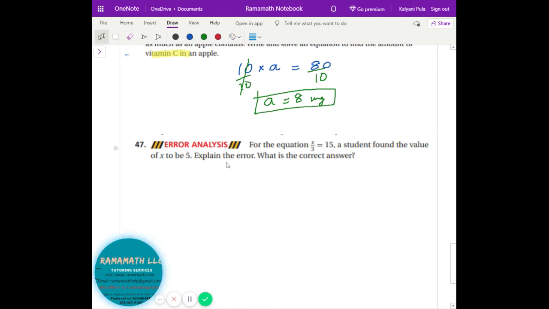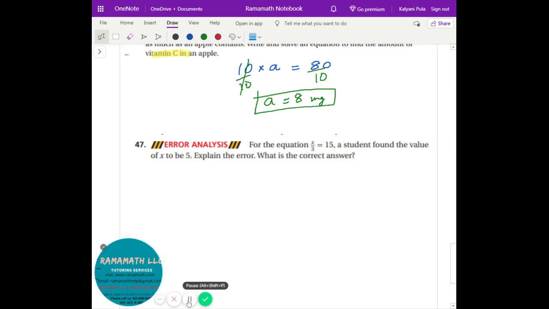Right. In this question, x divided by 3 is 15, but the student gave the answer as x is 5. And there is an error. So explain what mistake he made and what the right answer can be.